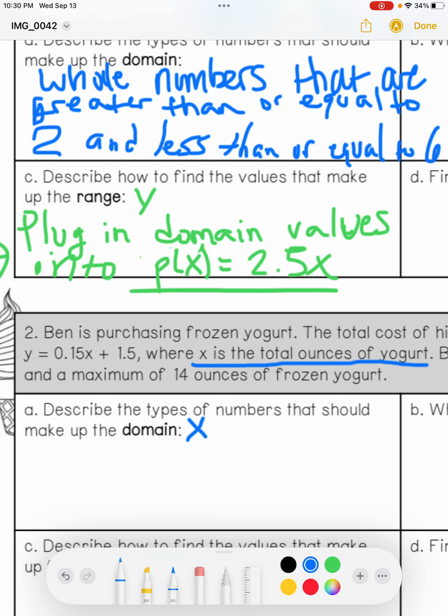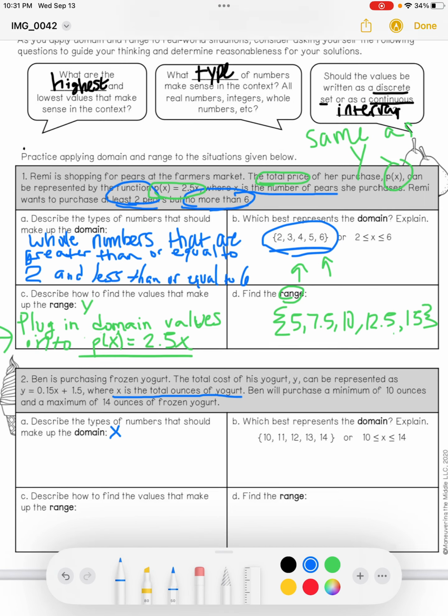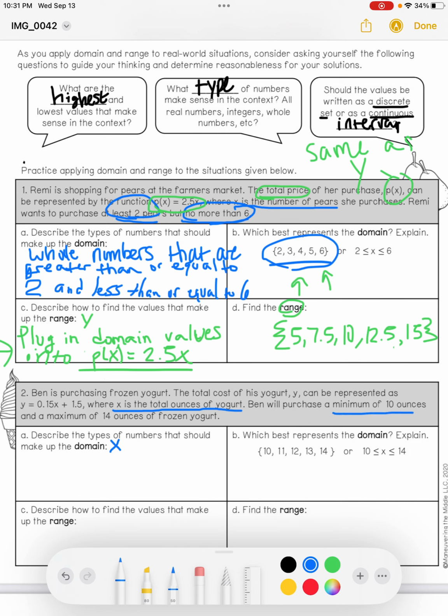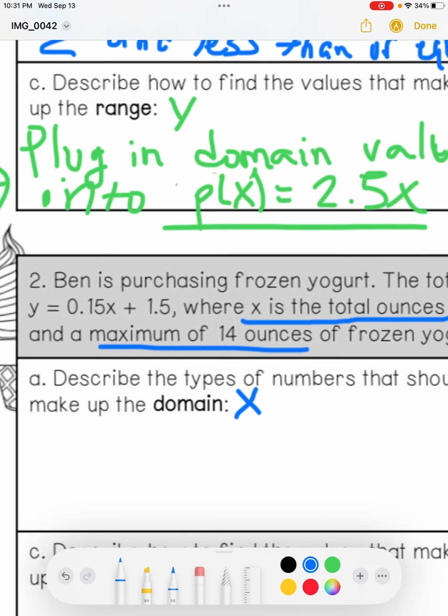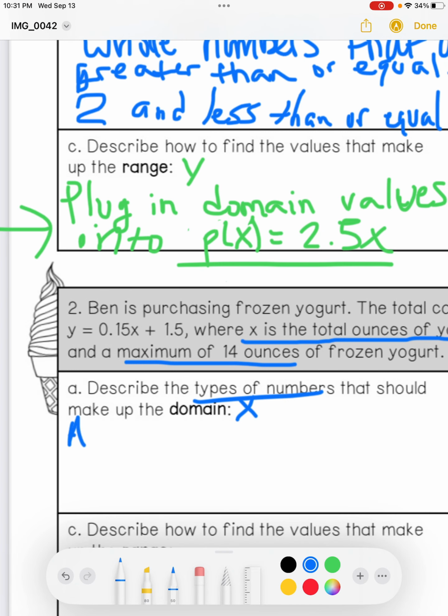And then we need to say, okay, I know my domain is x. I'm pretty sure it's going to be continuous, but what are my limits on this problem? What is the lowest and what is the highest number I can have for my domain? Let me zoom out here, because it says Ben will purchase a minimum of 10 ounces and a maximum of 14 ounces. Okay? So, we know that we can use any number for ounces, right? We can use decimals, we can use fractions and all that. So to say that in a concise way, I'm going to say the types of numbers is going to be all real numbers.